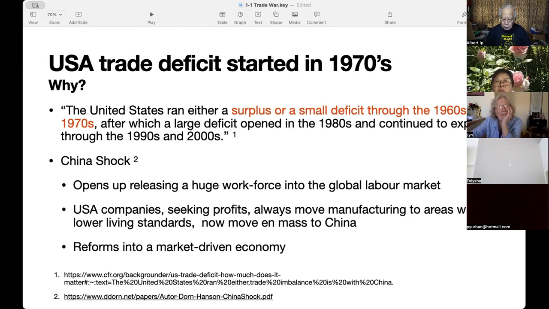China opened up in 1978. By opening up, China released a huge workforce into the global labor market. US companies seeking profits moved manufacturing to areas with lower living standards. Hence, with China opening, they moved en masse to China. Now, China called this open and reform. So that's two parts. The first part is opening up, allowing China to participate in world trade. Second is reforms.